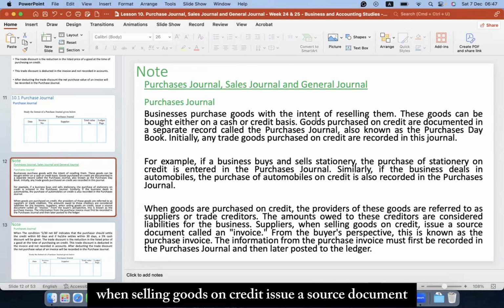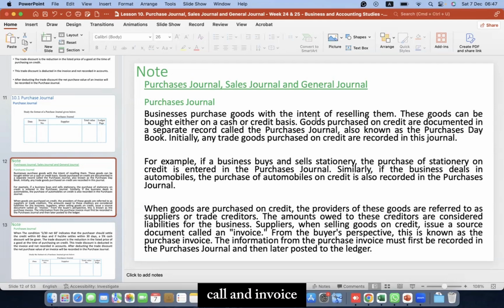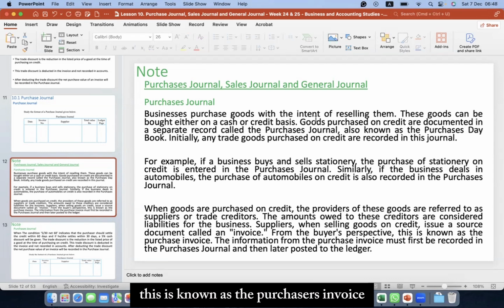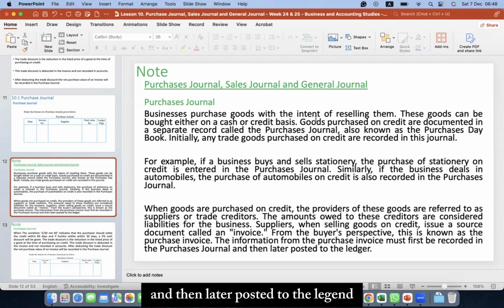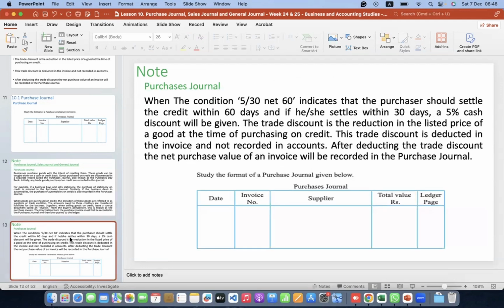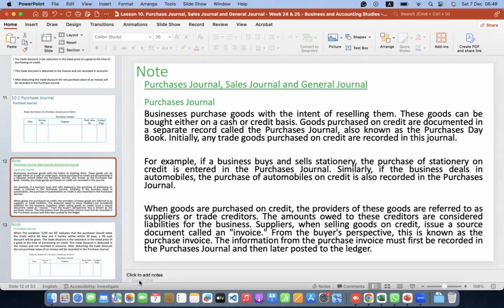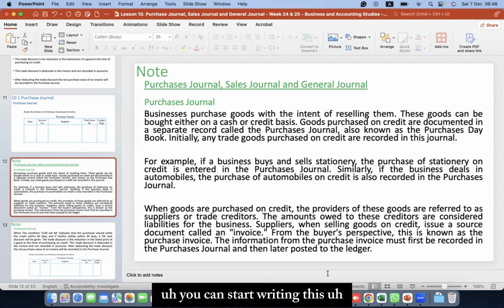Suppliers, when selling goods on credit, issue a source document called an invoice. From the buyer's perspective, this is known as the purchaser's invoice. The information from the purchaser's invoice must first be recorded in the purchaser's journal and then later posted to the ledger. Shall we write this? You can start writing this.